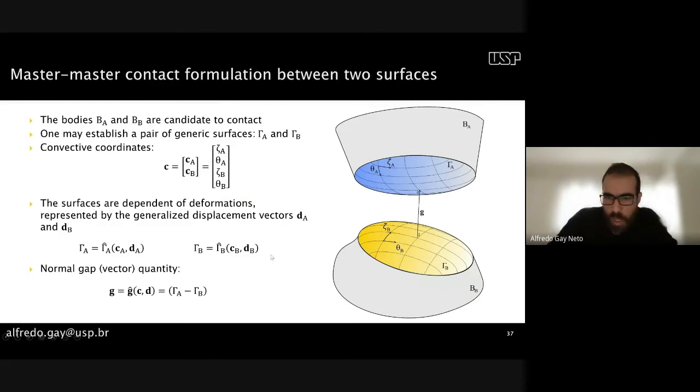Okay. And the basic quantity of the master-master contact formulation is the gap vector G, which is defined in a simple way. It's simply a general point in surface A minus a general point in surface B. It's represented here in this picture where you can see this gap vector. So it's a vector defined this way.